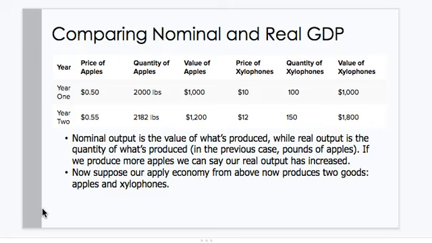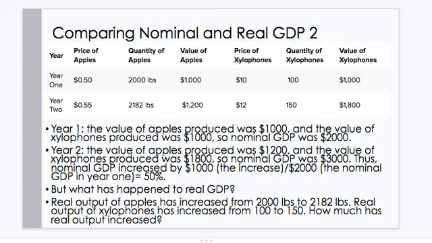Now suppose our apple economy from above produces two goods, apples and xylophones. In year one, the value of apples produced was 1,000 and the value of xylophones produced was 1,000, so nominal GDP adding those both up is 2,000. In year two, the value of apples produced was 1,200 and the value of xylophones produced was 1,800, so nominal GDP was 3,000. Thus, nominal GDP increased by 1,000. That would have been the 3,000 minus the 2,000, and put all of that over the year one nominal GDP, which was 2,000, and you get a 50% increase.